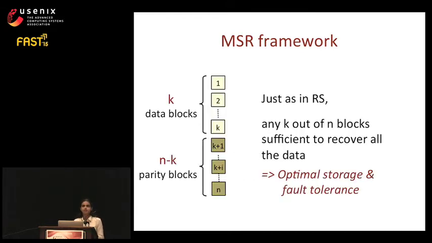Just like in Reed-Solomon codes, it consists of k data blocks and n minus k parity blocks. And any k out of these n blocks are sufficient to recover all the k data blocks. So this framework is also optimal with respect to storage and fault tolerance, just as in Reed-Solomon.